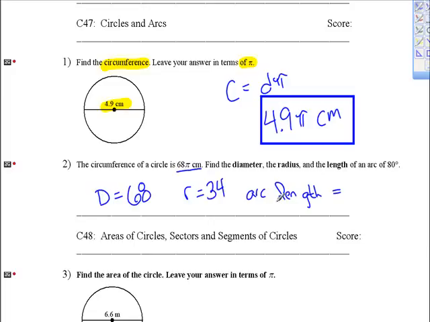And the one we really have to do our work on here is the arc length. We know that the arc length is just a fractional part of the circumference, and in this case, it's the 80 degrees out of 360 fractional part. So 80 degrees out of 360 times the whole circumference will give us the fractional part of the circumference. That turns out to be 47.5 centimeters. Any questions on 1 and 2?